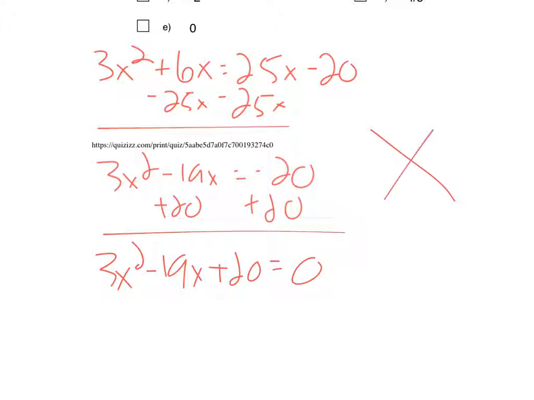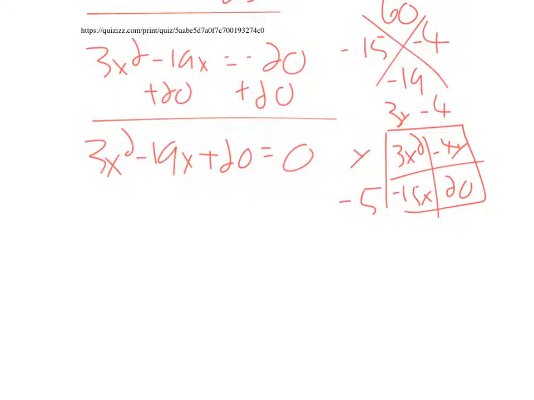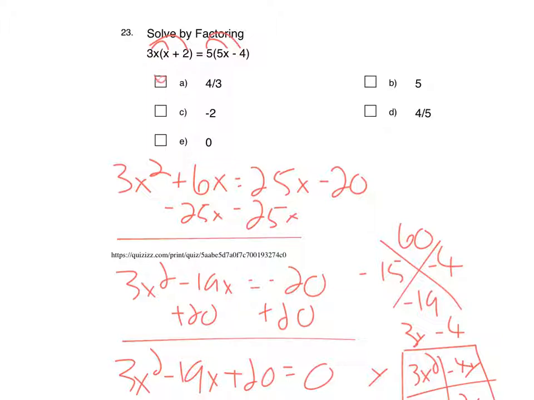X box. So we get 60 and negative 19, which is negative 15 and negative 4. 3x squared and 20. Negative 15x and negative 4x. My GCF, I get negative 5 and x. 3x and negative 4. So x minus 5 equals 0. 3x minus 4 equals 0. So x equals 5 and positive 4/3 once you solve those. So that is A and B.